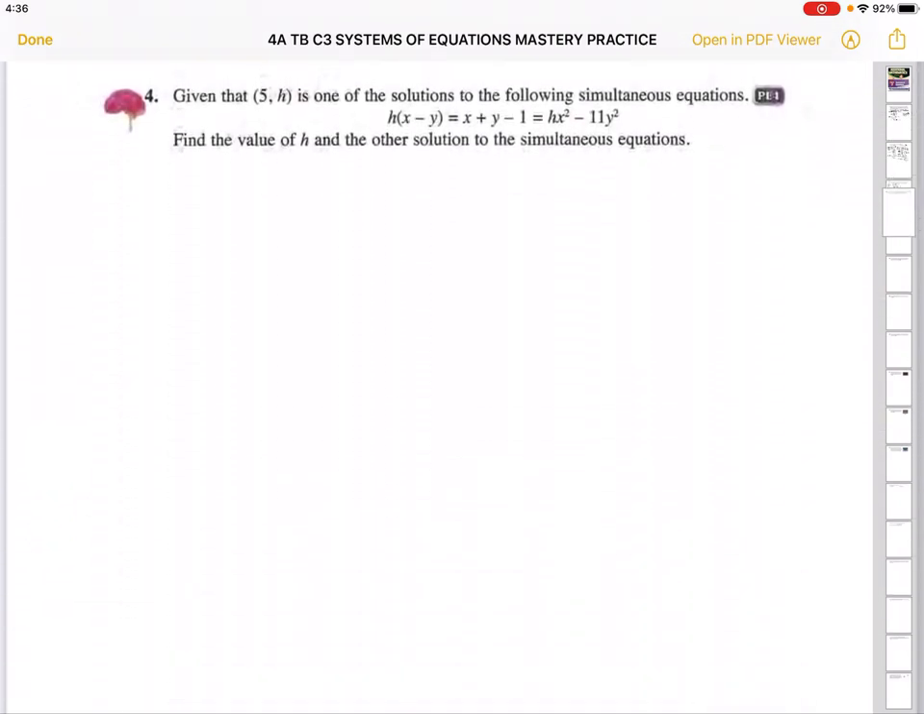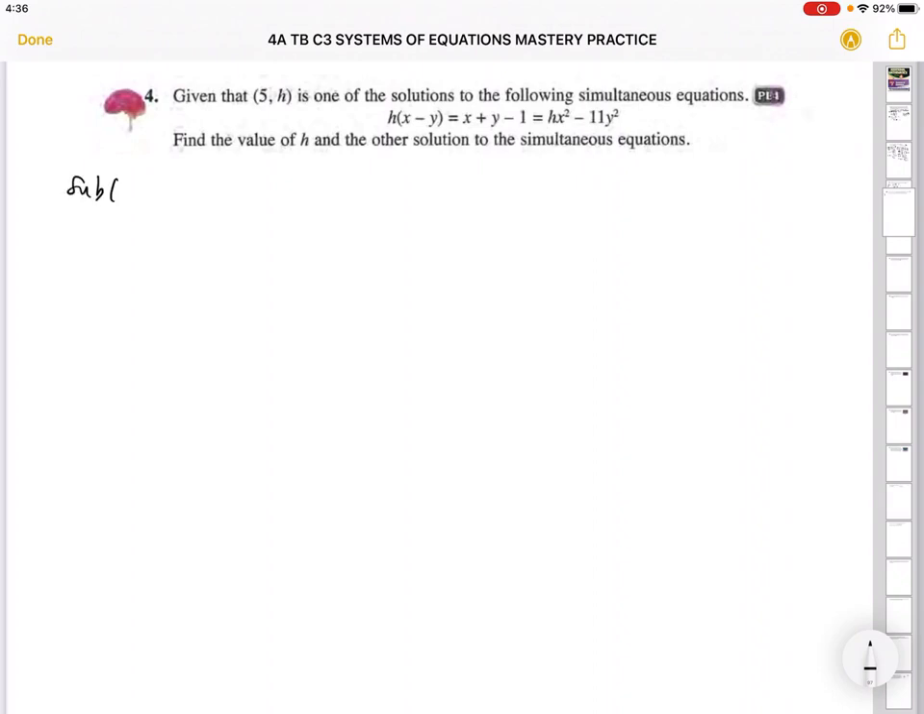Okay. Number 4. This is now the second part of this chapter. The first part is all about solving a system of 3 variable linear equations. This one is one linear, one unknown, but 2 variables x and y. All right. So the first thing is they say 5 and h is one of the solutions for this simultaneous equation. Now we know that if 5 and h is a solution, we can just sub inside.